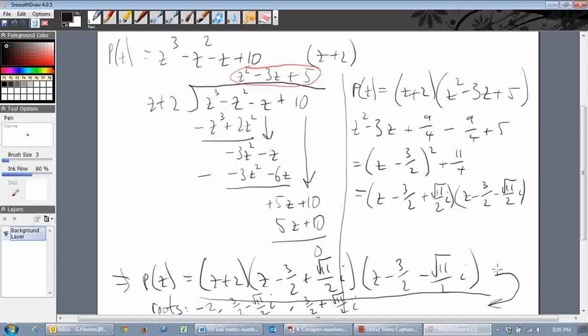So please understand the difference between factors and roots. I'm going to leave that there. This will be continued in the next video because I'm going to run out of time.